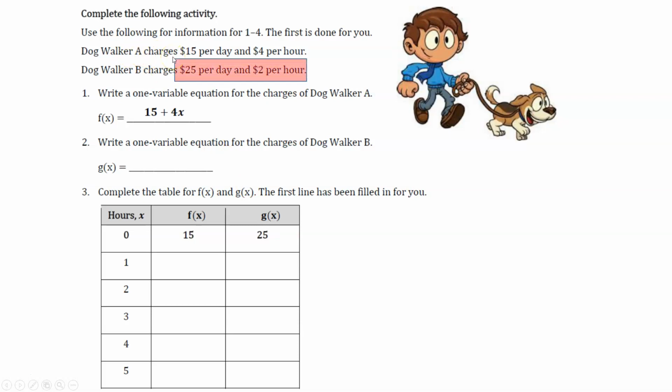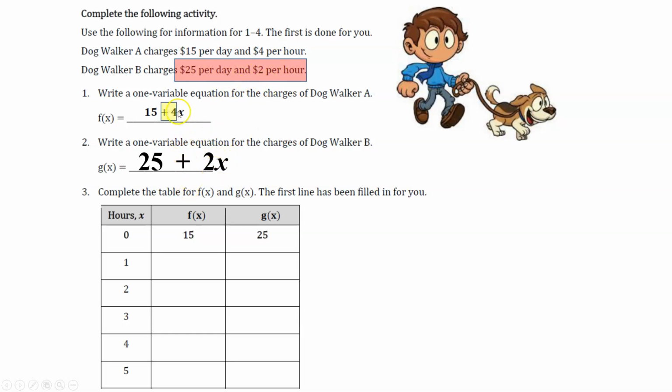So a dog walker charges $15 per day plus $4 per hour, otherwise known as 4x. So on here, that would be $25 per day plus $2 per hour. So I have this here.